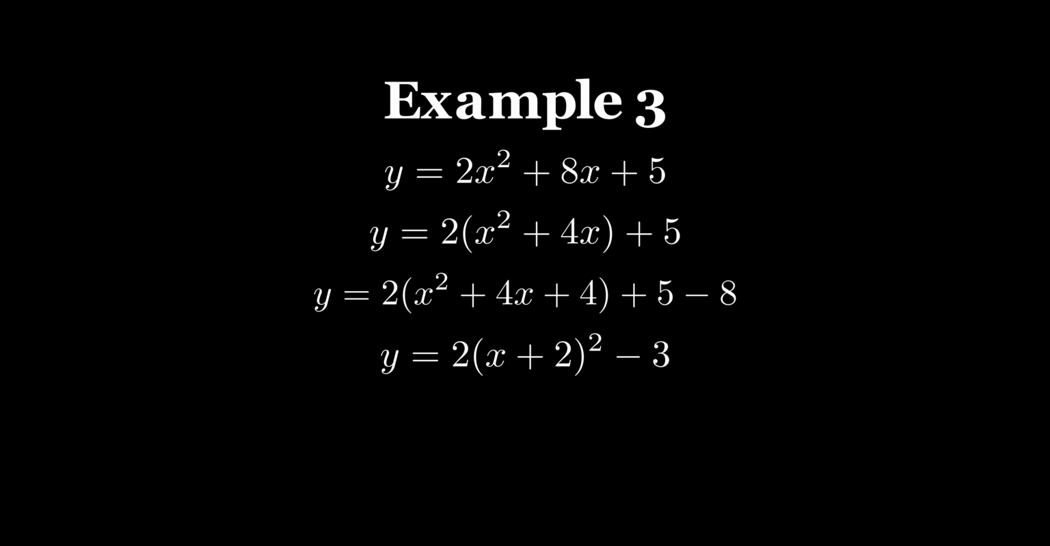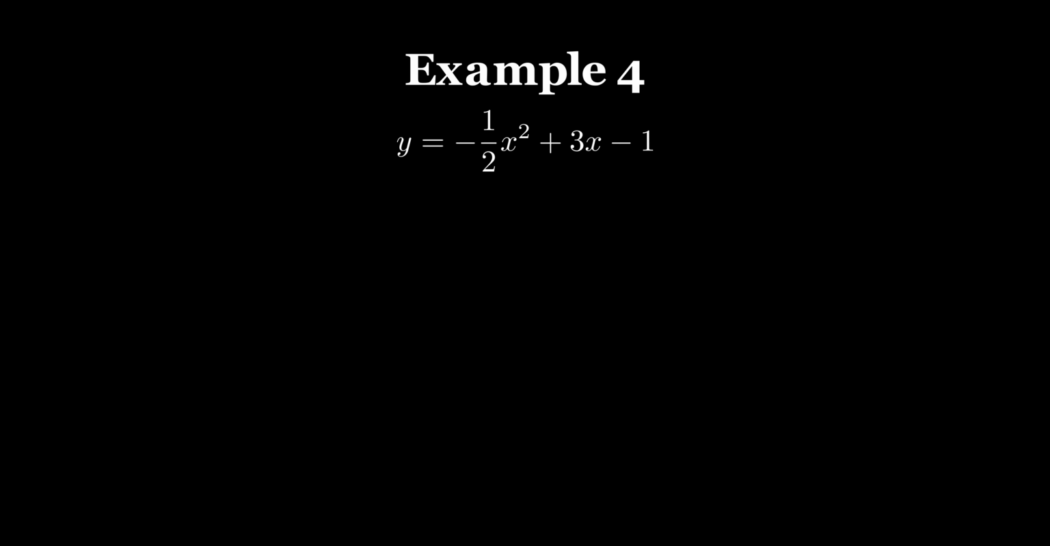This form is incredibly informative. The vertex is at (-2, -3). And now, notice something important. Because a equals 2 and 2 is positive, the parabola opens upward. That means this vertex is a minimum, not a maximum. The value of a controls the shape and direction of the graph, while h and k control the position of the turning point. This is the key insight.